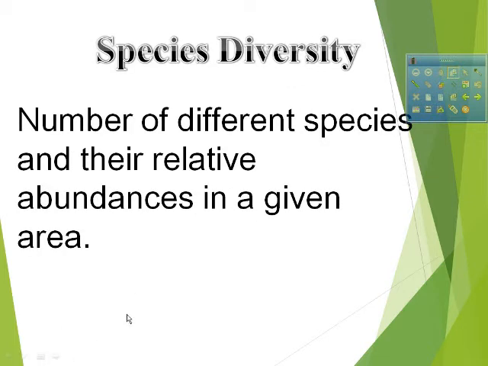Species diversity is essentially biodiversity plus the abundance. So species diversity is not only how many species do you have, but also how many of each species. Do you have a healthy population of that species, or is there one or two representative organisms, but not really a viable amount to sustain the population?